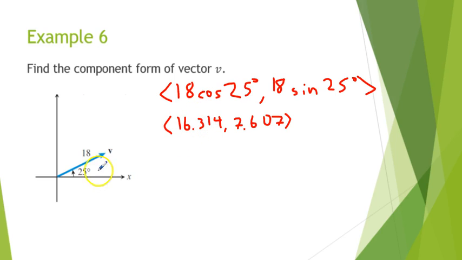So now we know how far the vector is going to the right. It has a base of 16 and it has a height of 7.6 approximately.